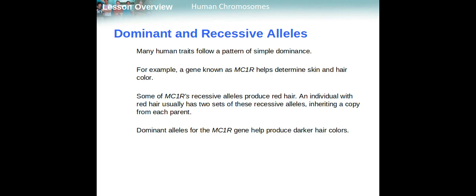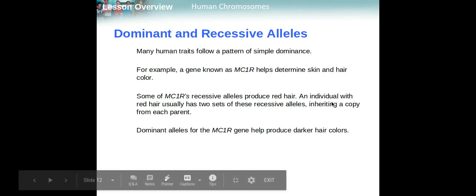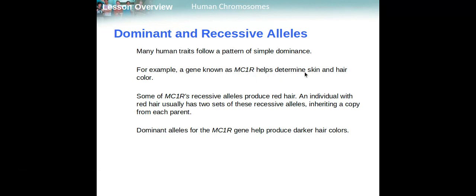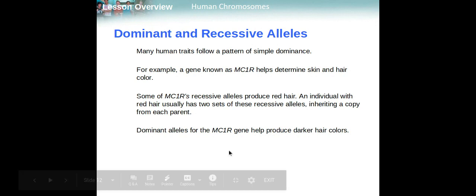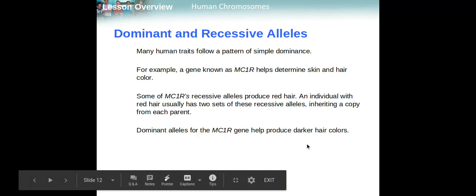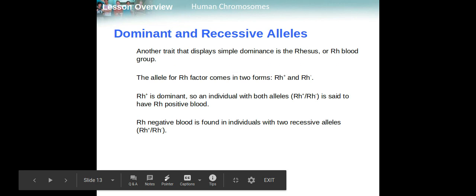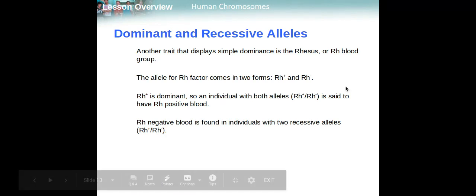So here is the dominance versus recessive part. This is talking about, for example, a gene known as MC1R, which helps determine skin and hair color. Some of MC1R's recessive alleles produce red hair. An individual with red hair usually has two sets of recessive alleles, inheriting a copy from each parent. Dominant alleles for the MC1R gene help produce darker hair colors. The rhesus factor in the blood, so whether you're positive or negative in your blood, also plays a role in it.